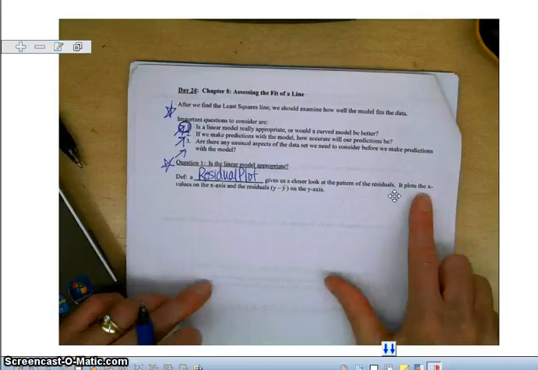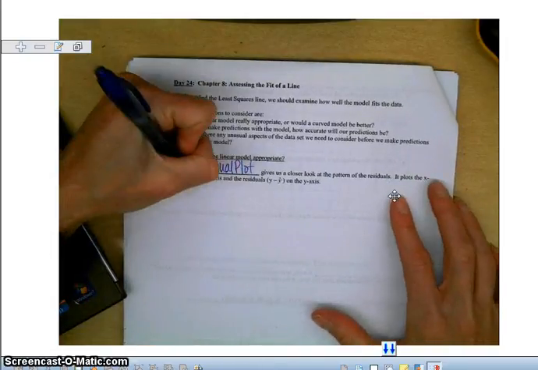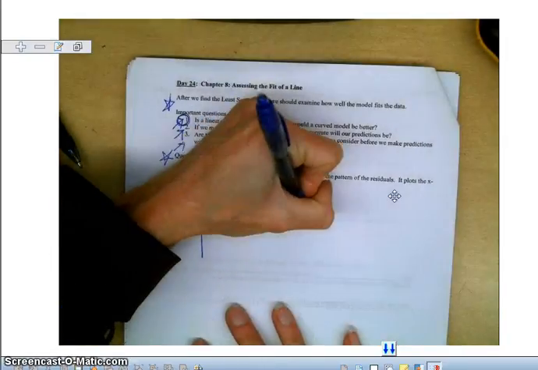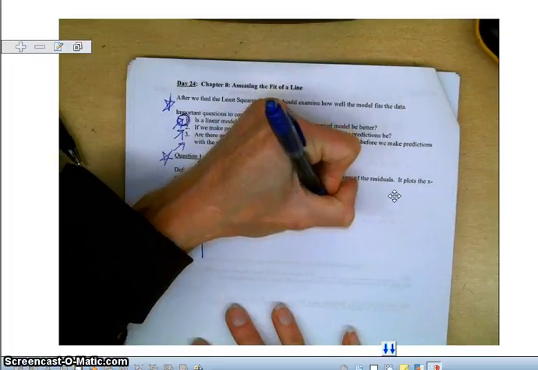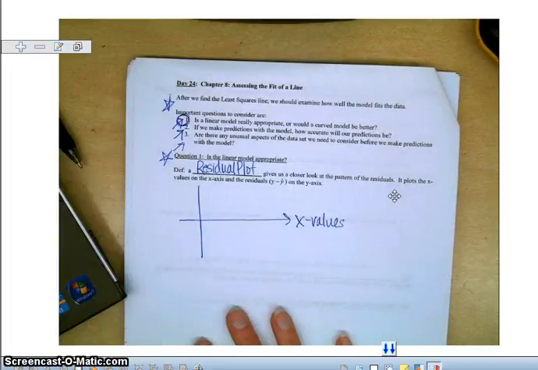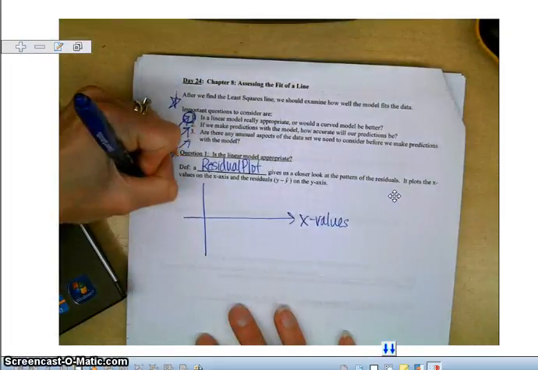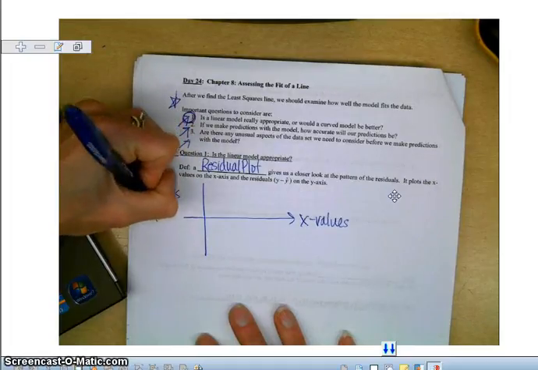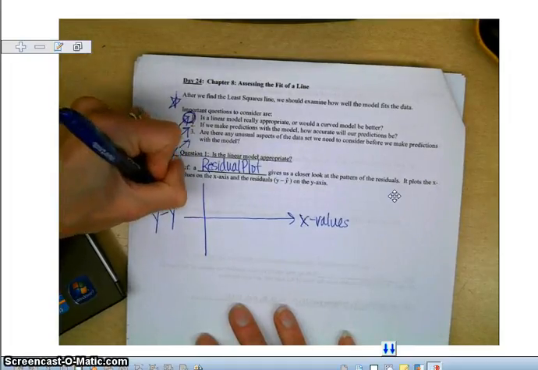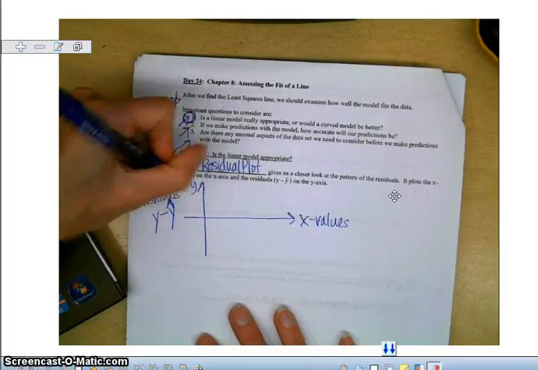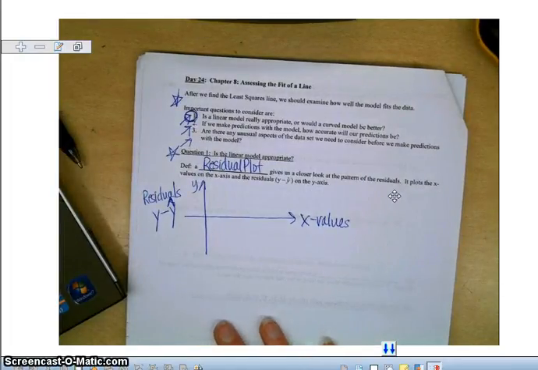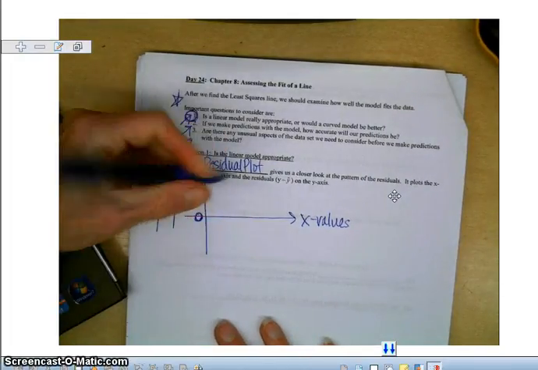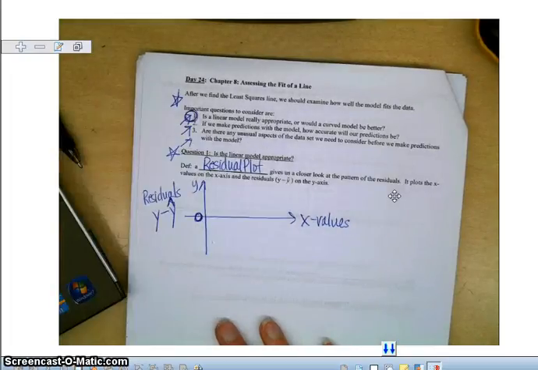So it plots the x values on the x-axis, and the residuals on the y-axis. And the residuals are y minus y hat. That's how you calculate residuals. So on the y-axis you put the residuals. The reason we have 0 in the middle is because residuals are positive and negative. They're above the line or below the line.